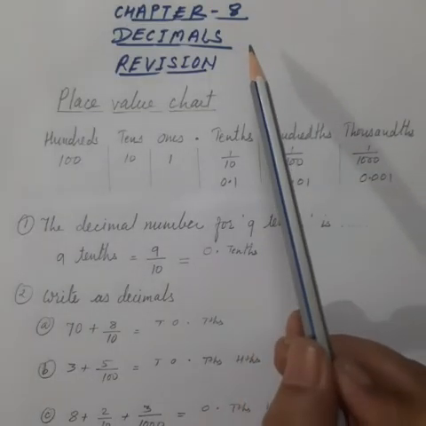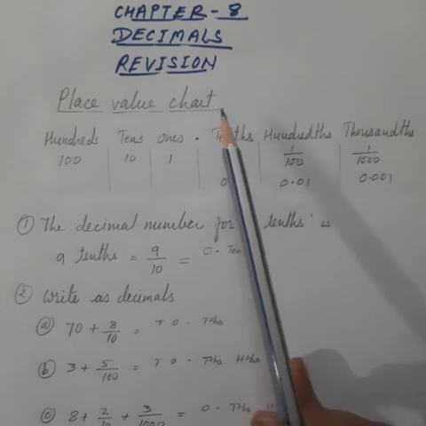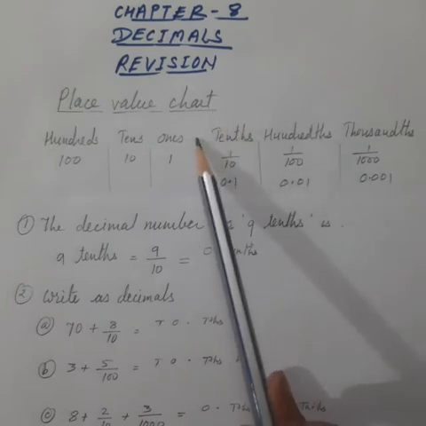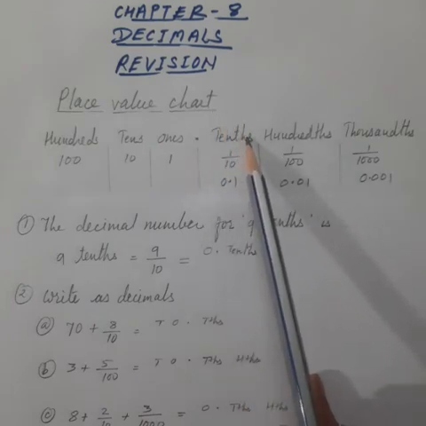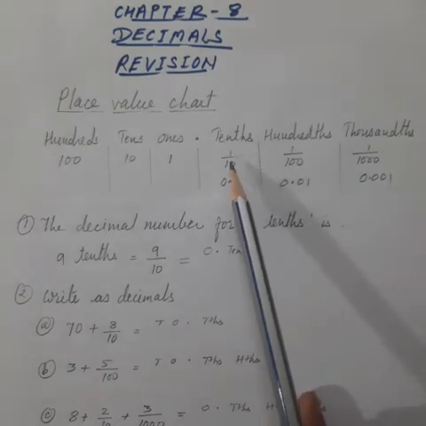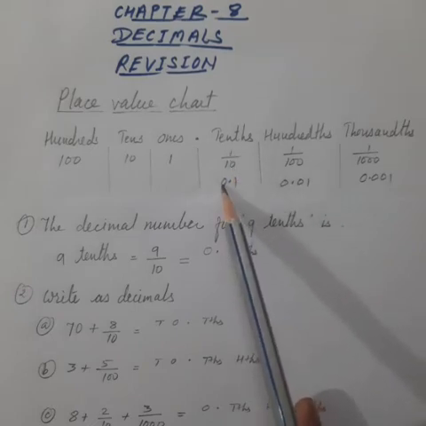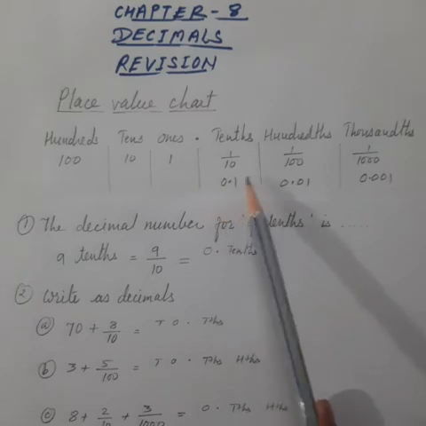Chapter 8 Decimals, coming to the revision part. In the place value chart, first place after decimal point is tenths place and its place value is 1/10. 1/10 means 1 by 10. 1 is at first place after decimal point. So we can read it as 0.1.